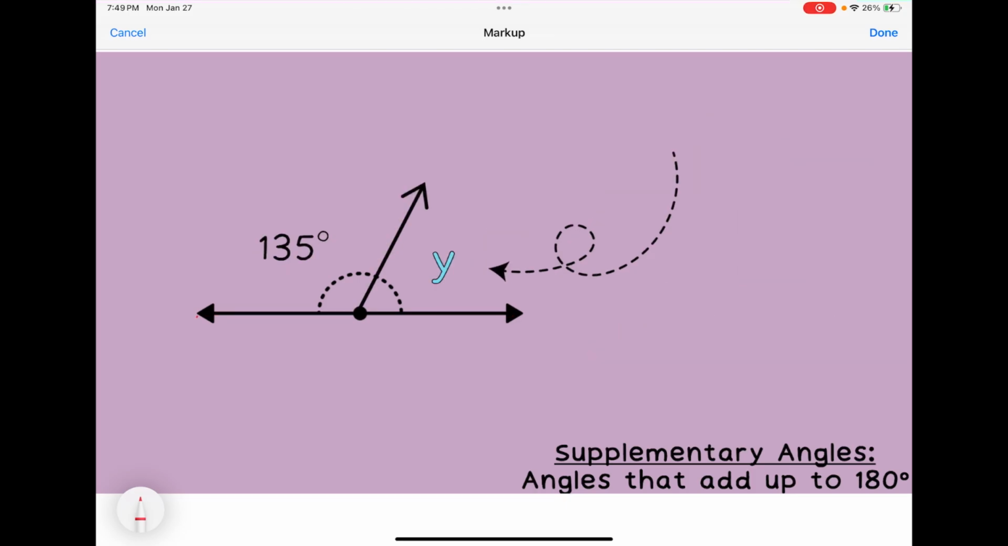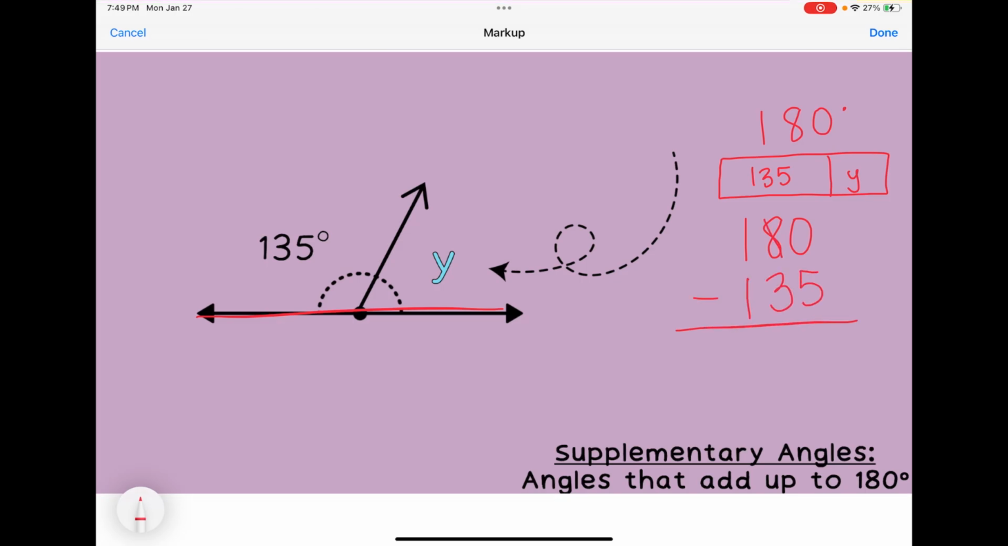Last one, again, I'm noticing my straight angle, so I know when I add these two angles up, I'm going to get a total of 180 degrees because that's how much a straight angle is worth. Using my tape diagram, I know the one angle is worth 135 degrees. I don't know exactly yet how much y is worth. I'm going to try and solve for y. Taking my total, which is 180 degrees, minus the part I know of 135, and using subtraction, I can find that my y is equal to 45 degrees.